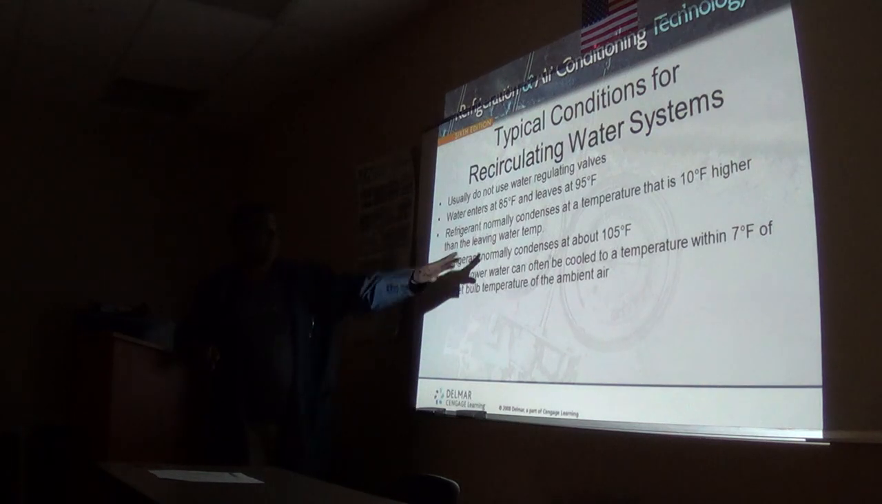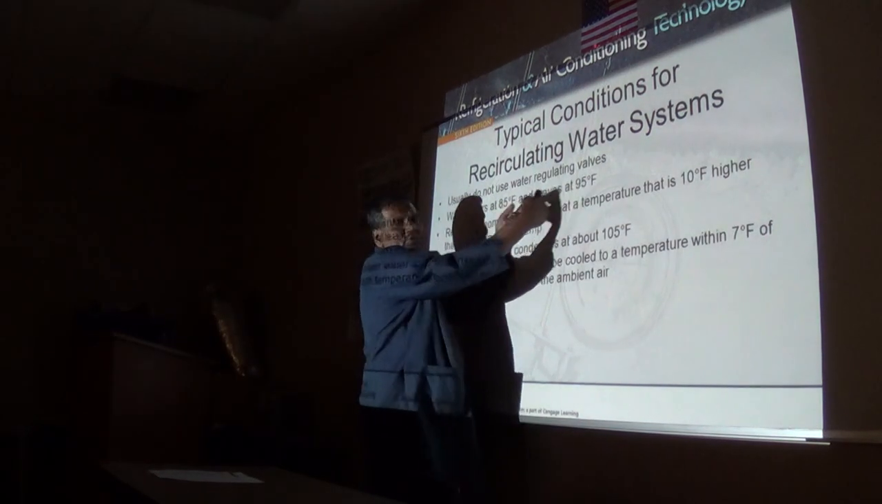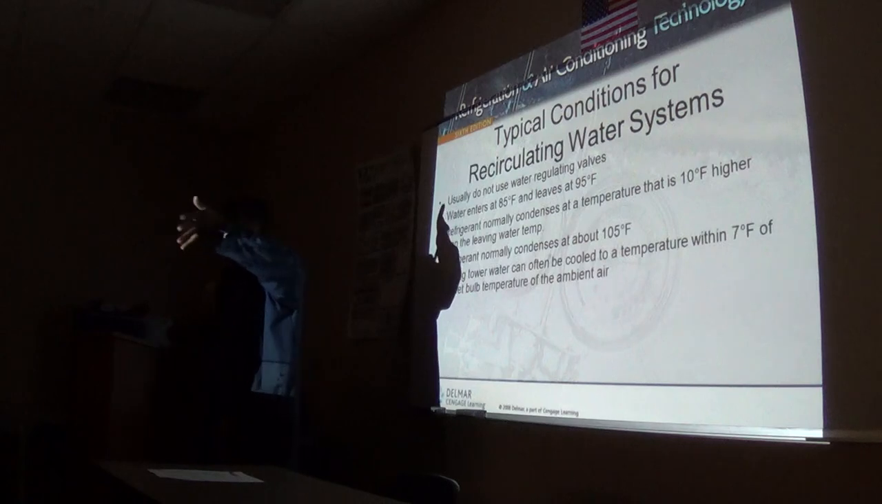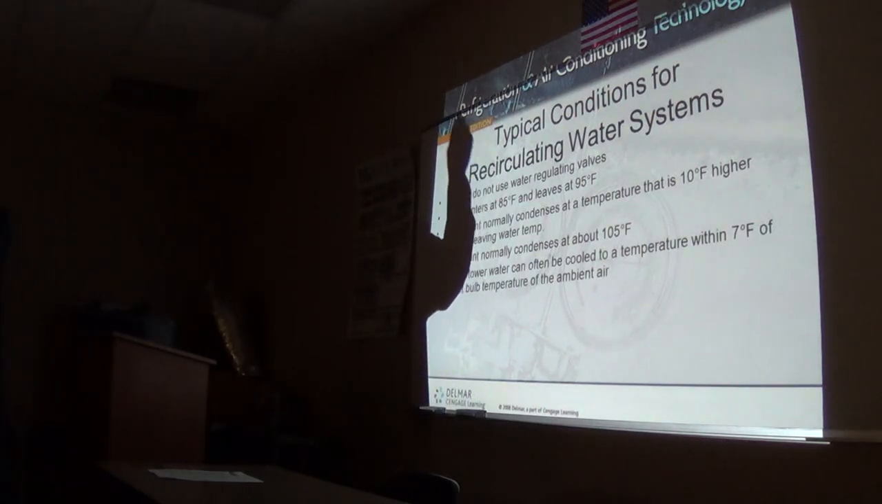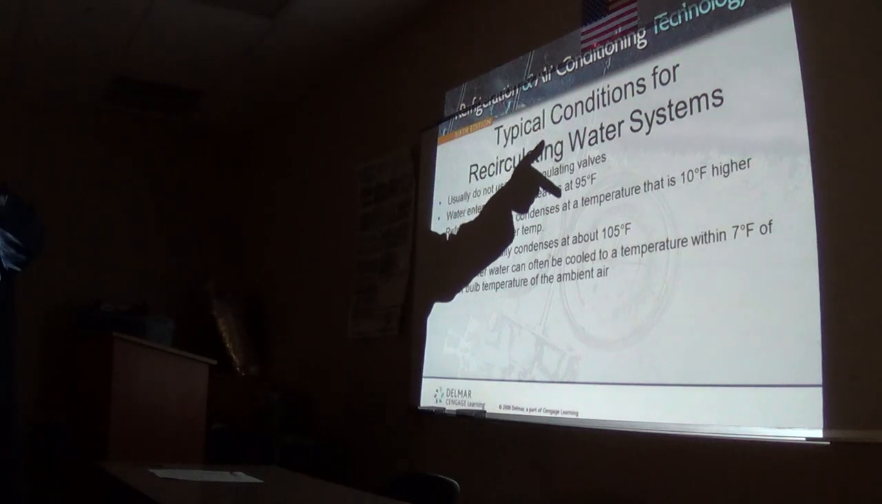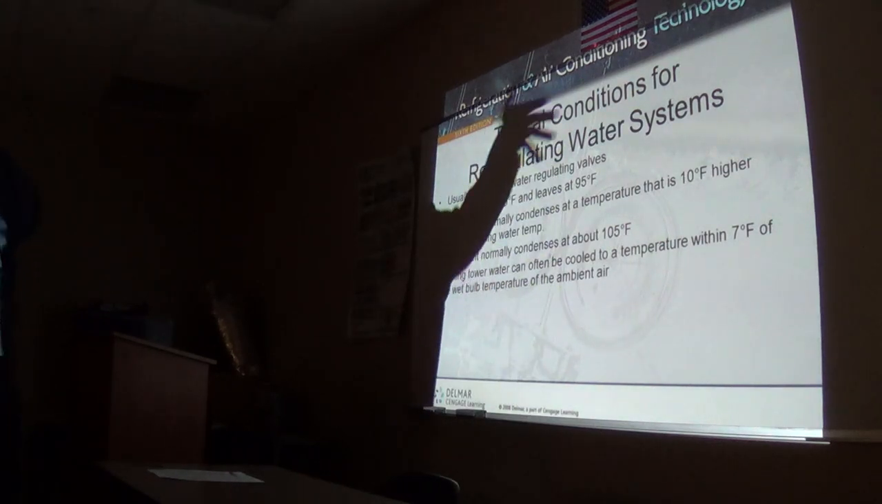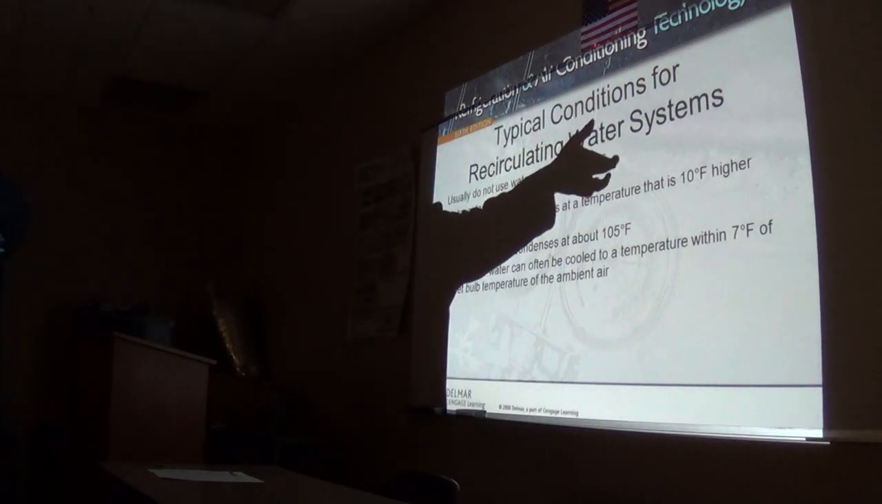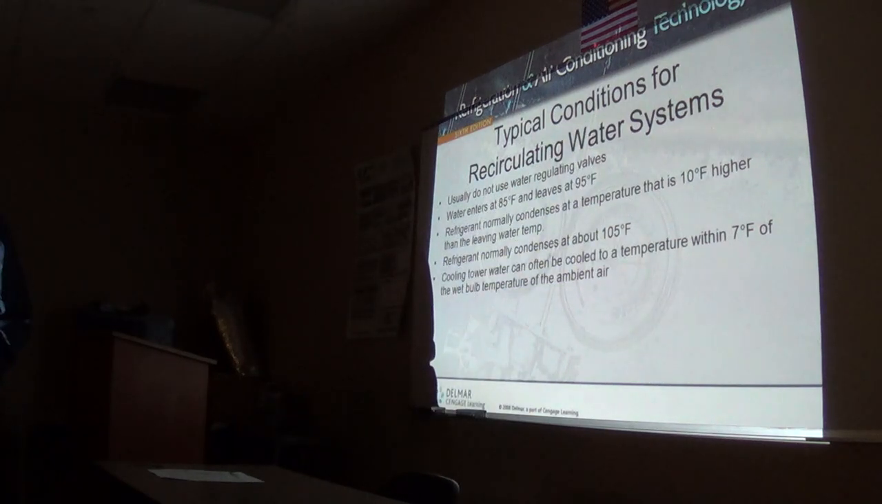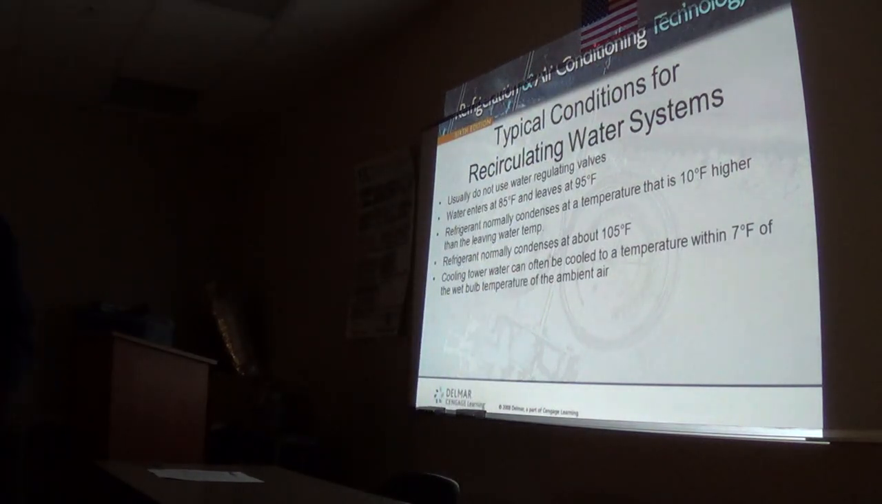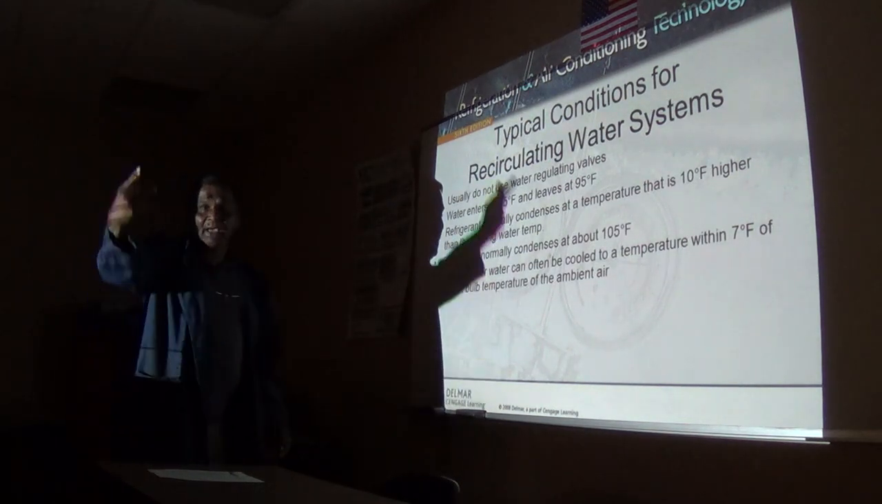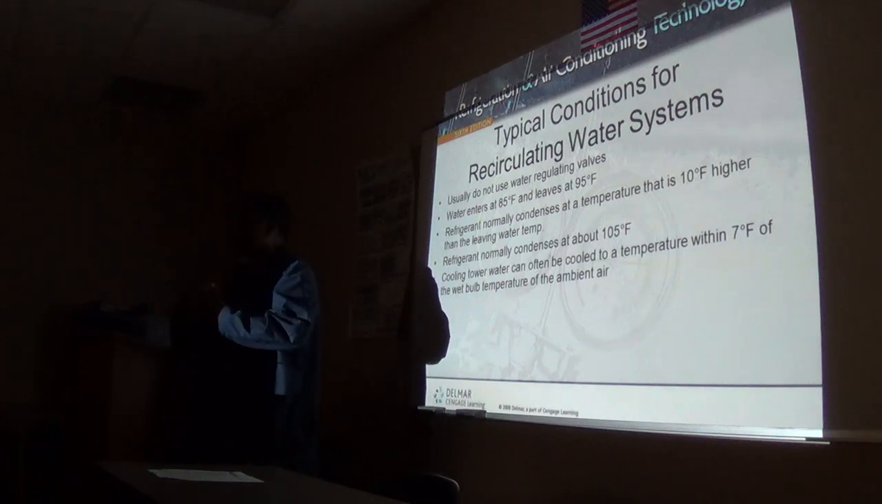You don't need to do that because the water temperature is always within this range. The reason why we use a water regulating valve with the wastewater system is that the water comes into this system at 65 or somewhere above. So you have to restrict that water flow until the temperature builds up before you allow it to go through. It behaves like a fan cycle control.